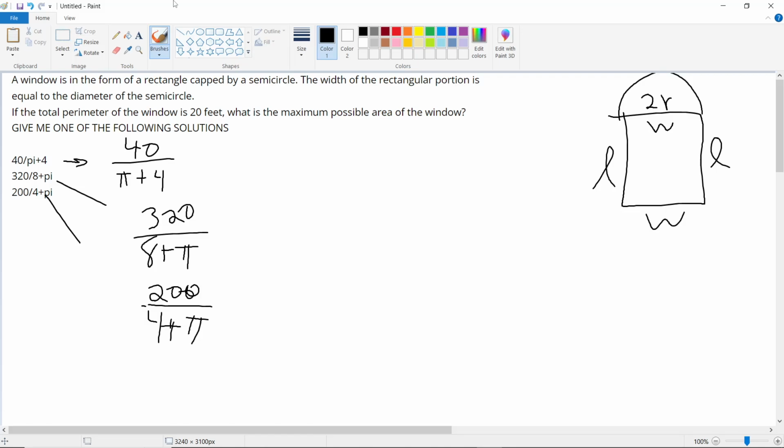So I need to find the maximum area of this window. The area of this window is the area of the rectangle, which is length times width. But I want to do everything in terms of the radius. Width equals 2 times the radius. So the area of the rectangle is length times 2 times the radius, and then plus the area of the semicircle.